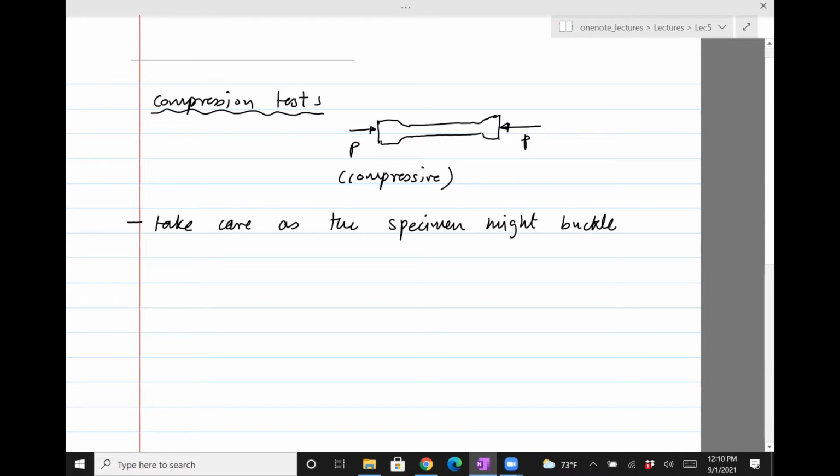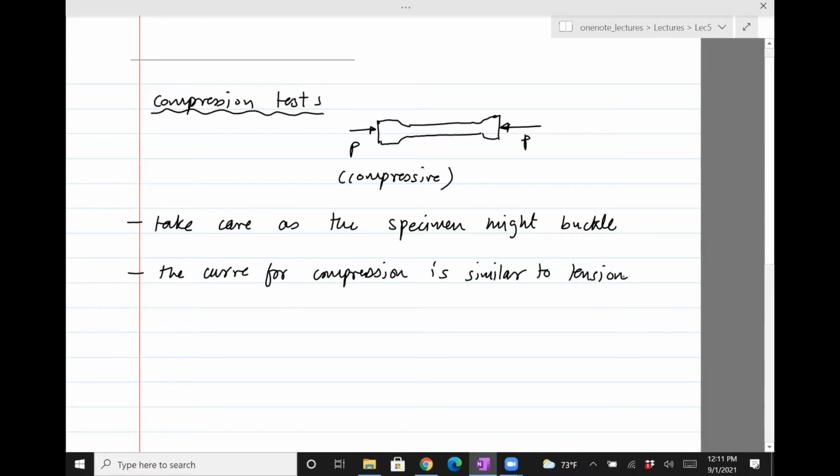So what people do is they normally don't do a test in compression. They do the tension test. And it's noted that the curve you get in tension is similar to the curve you get in compression. So why bother? Just make a tension test. The curve for compression is similar to tension.